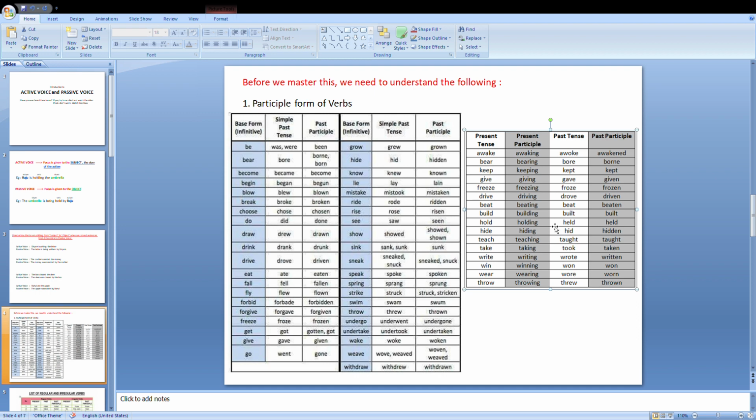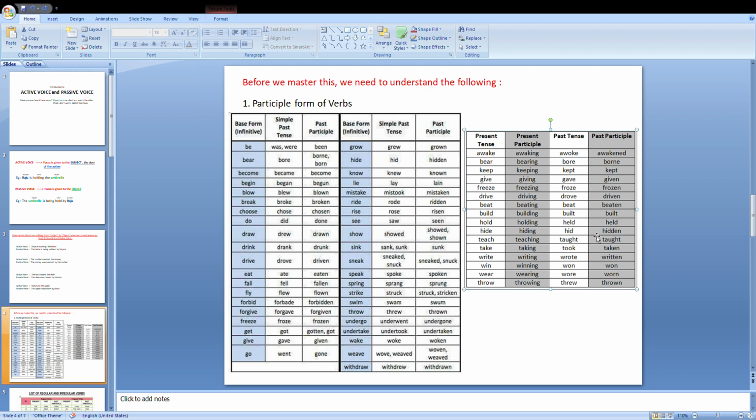This is just to give you some examples of how words can change into their different forms. For example, let's see, there is this verb hold. When we convert that into present participle, it becomes holding. Past tense of hold is held, and past participle of hold is also held. If we take hide as the example, present participle is hiding, the past tense is hid, and the past participle is hidden.